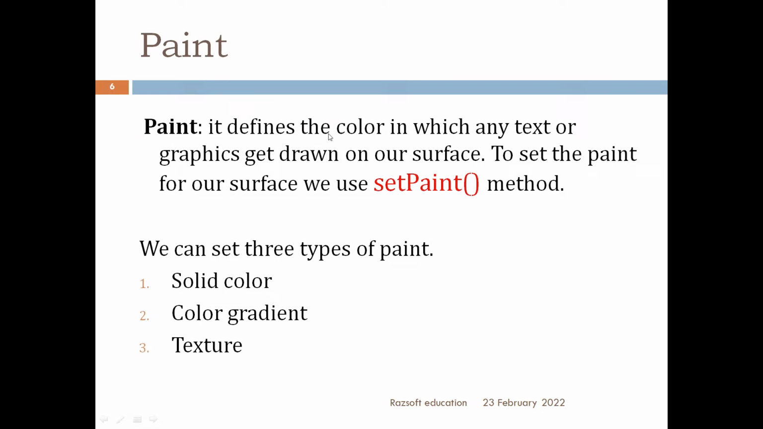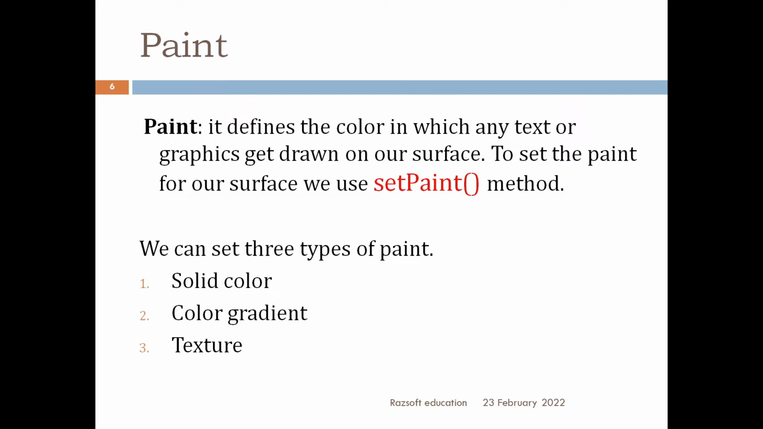First of all, what is paint? A paint defines the color in which any text or graphics get drawn on the surface. Which means when we draw anything, the color that defines is called paint. Which color? Red, blue, green. The color in which we want to draw graphics, shape or image is called paint. And to set the paint on our surface, we use the setPaint method.